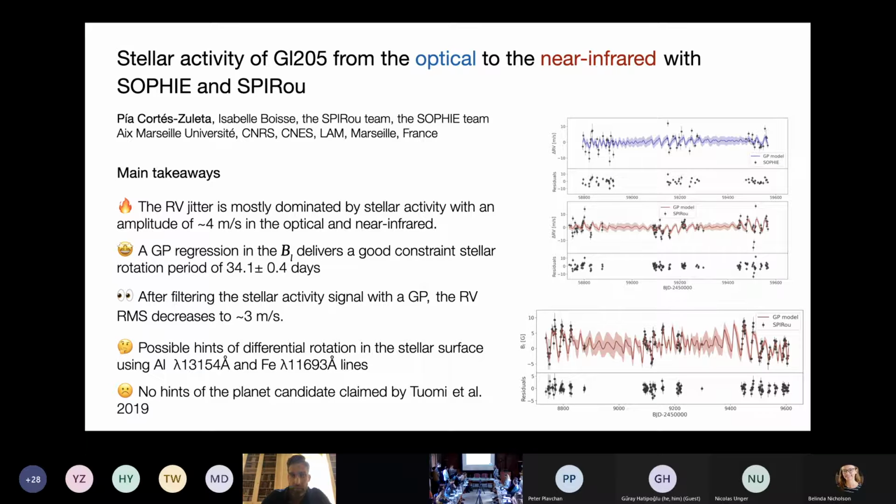So what we are trying to do now is to use activity indicators to try to reduce the contribution of the stellar activity. By now, we are only decreasing around 1 meter per second using the priors of the activity indicators. And also we are exploring using near infrared spectral lines to model stellar activity. For example, we found that the aluminium and iron lines could be really good to model stellar activity. And actually we are getting some hints of differential rotation in the stellar surface of this star.